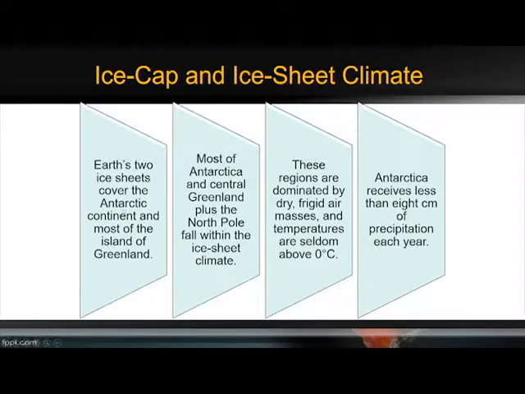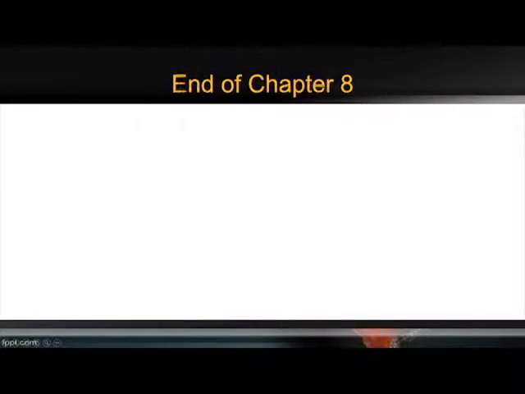The ice cap and ice sheet climate, you can have in the Antarctic and Greenland. So the characteristic is much ice, where it is very rare to have temperature above 0 degrees. Very little precipitation, very, very dry.